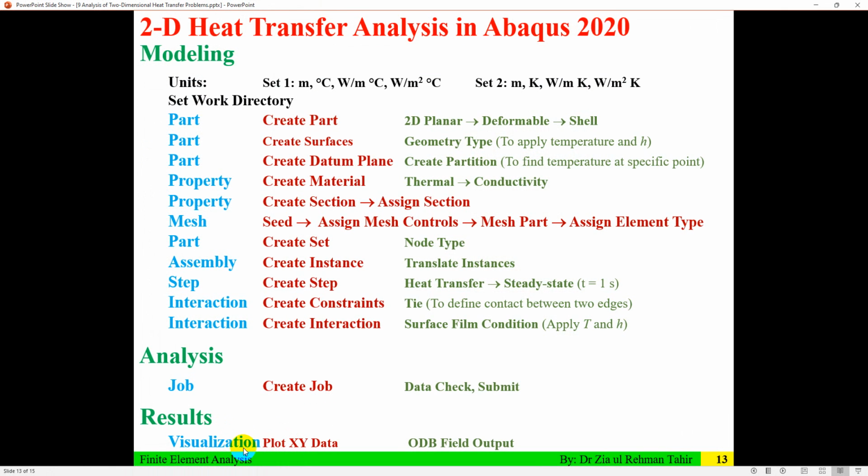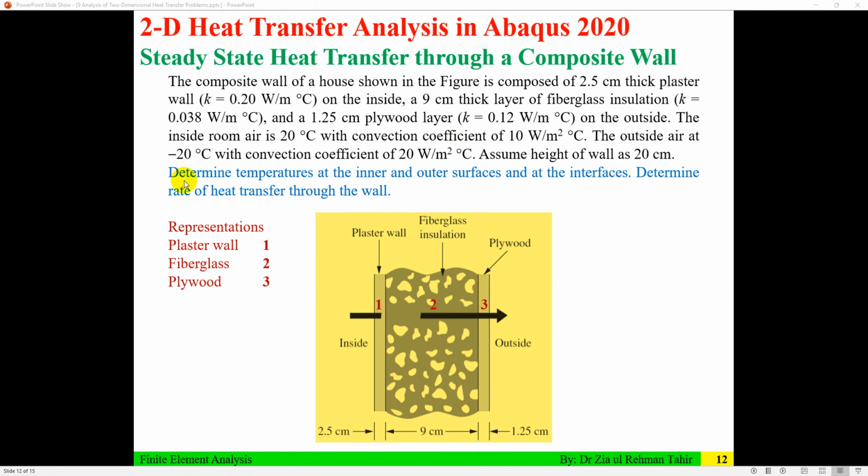For visualization, we need to plot XY data from ODB field output: temperature at inner and outer surfaces. That is the inner, that is the outer surface. And then at the interface is required, and determine the rate of heat transfer through the wall. I have created nodes on the inner surface, at the interface, and at the outer surface. At the interface, because we have developed a tie contact, the temperature at that contact will be the same.